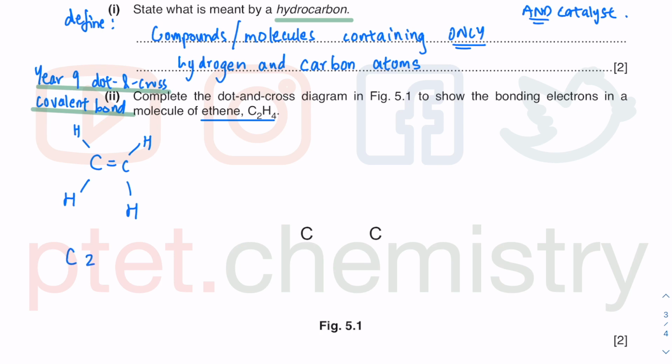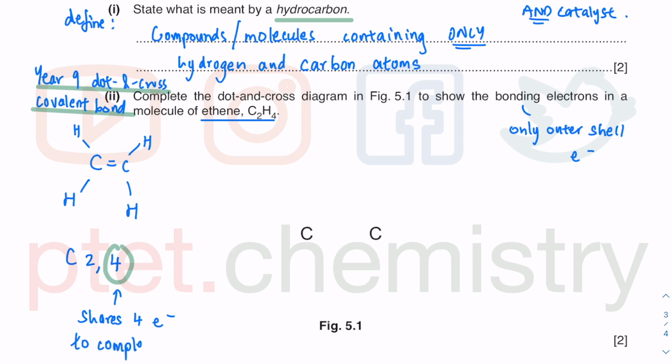Carbon has the electronic configuration 2,4. The bonding only involves the outer shell. Only the outer shell electrons get involved with bonding, so we don't talk about or draw the inner shell. It will share 4 electrons to complete the outer shell. Why does it share 4 electrons? Because it wants to complete the outer shell, which is the second shell, and the maximum is 8 electrons there. 1, 2, 3, 4, each covalent bond containing 2 electrons.